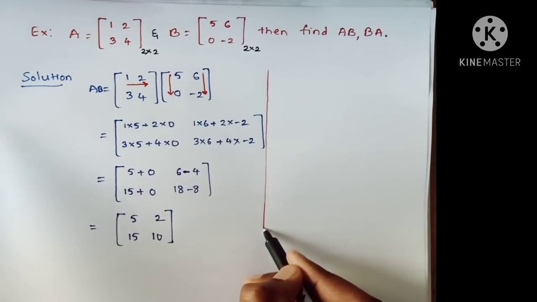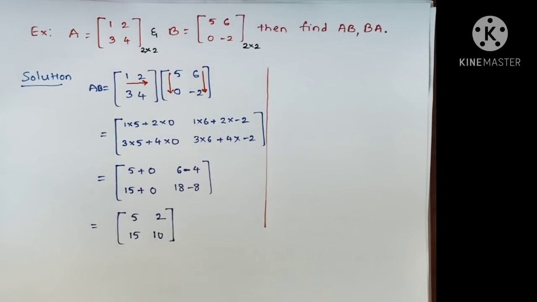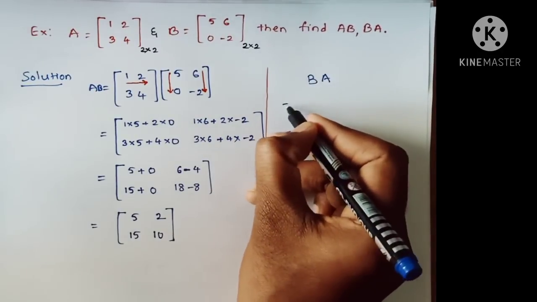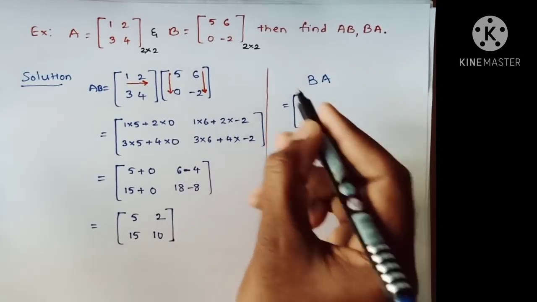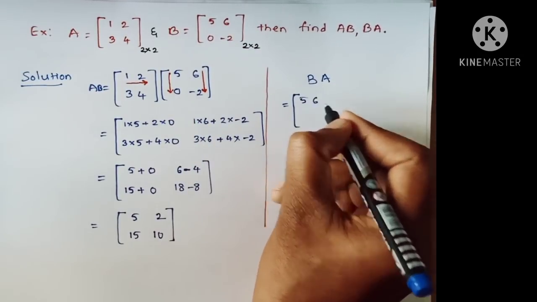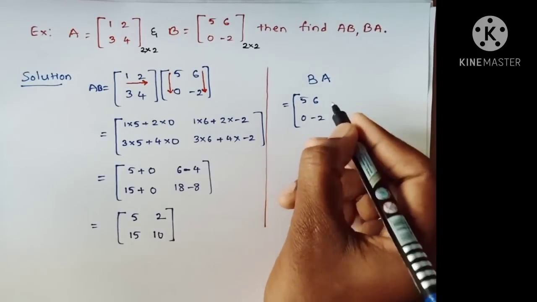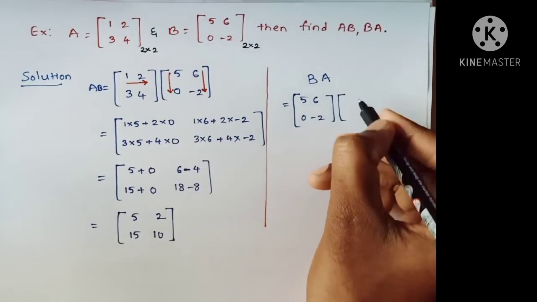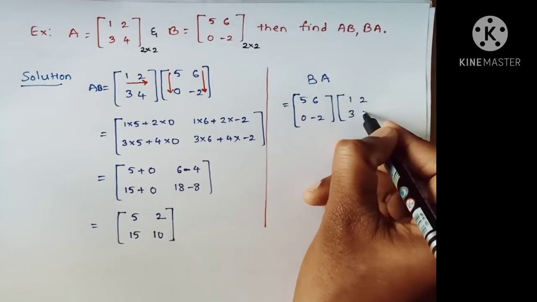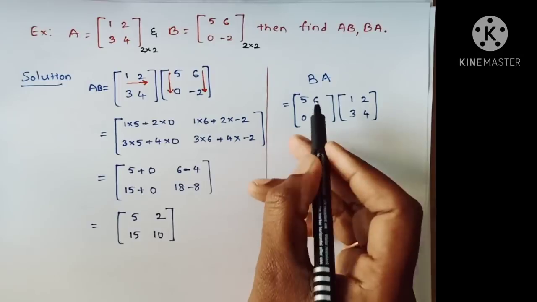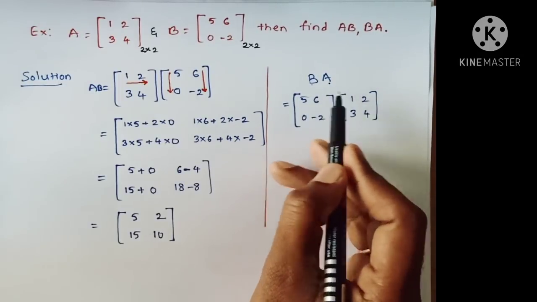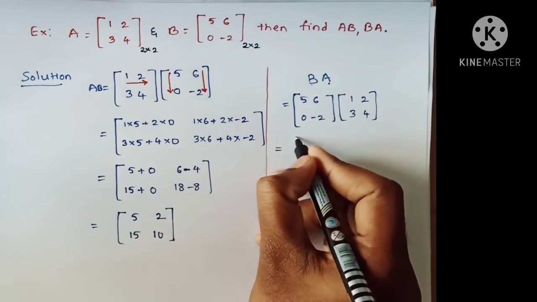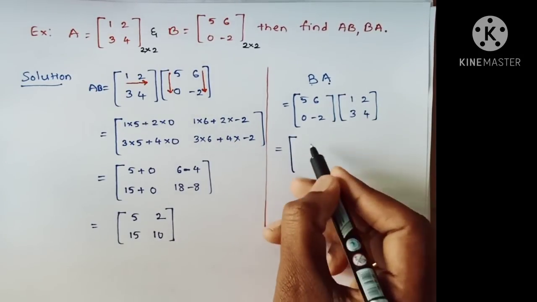So let's do BA here, B into A, the product of B and A matrix. The first matrix B is 5, 6, 0, minus 2, into A, which is 1, 2, 3, 4. So don't miss the order. B into A means B into A only. Don't write it as A into B. Then apply the same concept.